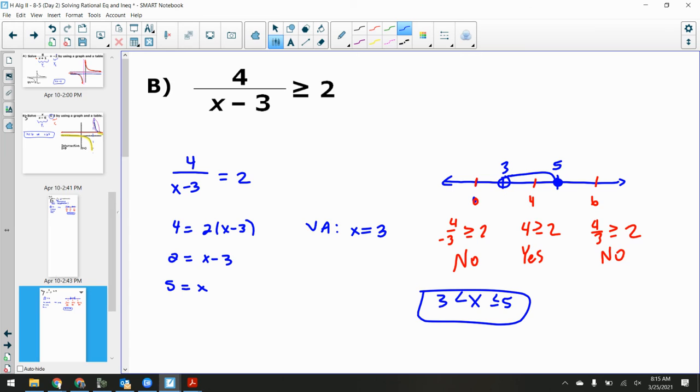Questions about that? Because these were no's, I know that there are no solutions on the left side of 3 or the right side of 5. The only solutions are in between 3 and 5. Questions about that? Feel good about that? All right, so that's section 8.5.